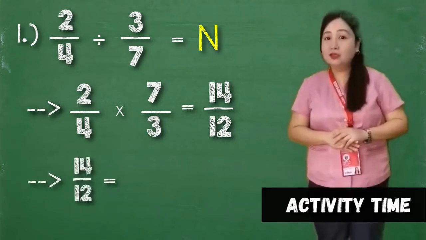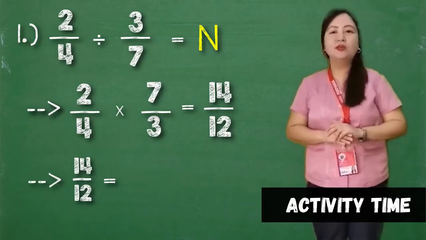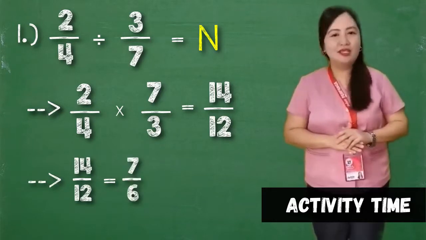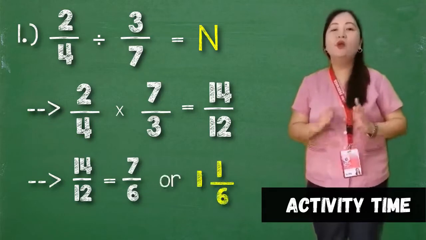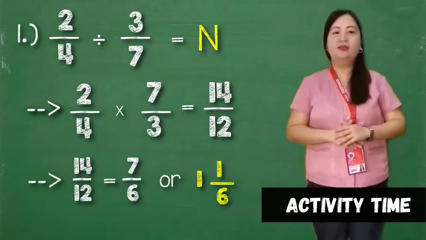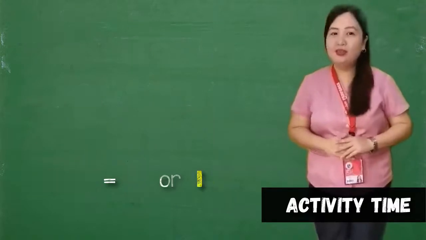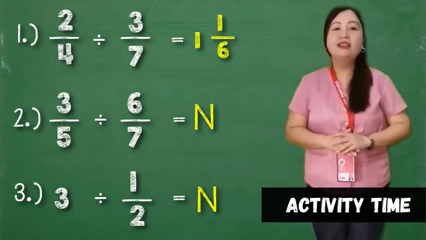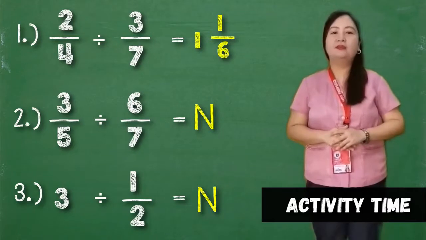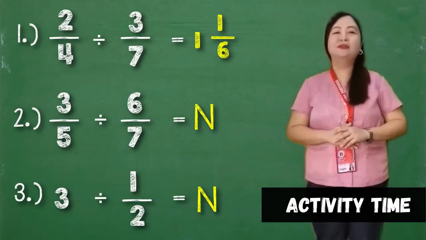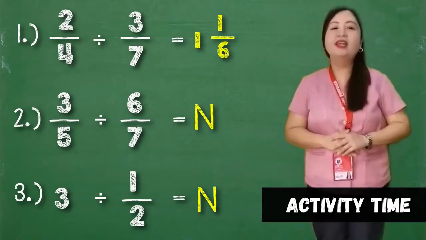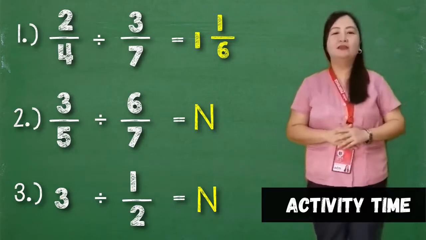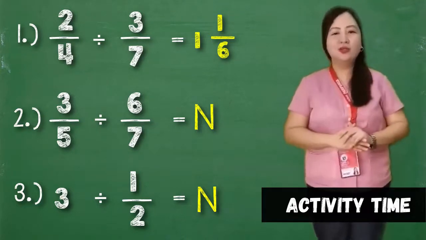14/12 is not in the lowest terms. The lowest terms is 7/6. We need to make it a mixed fraction. It will become 1 and 1/6. You will answer 2 and 3. Number 2, 3/5 divided by 6/7 equals. And number 3, 3 divided by 1/2 equals. Start answering it now, Super K Kids.